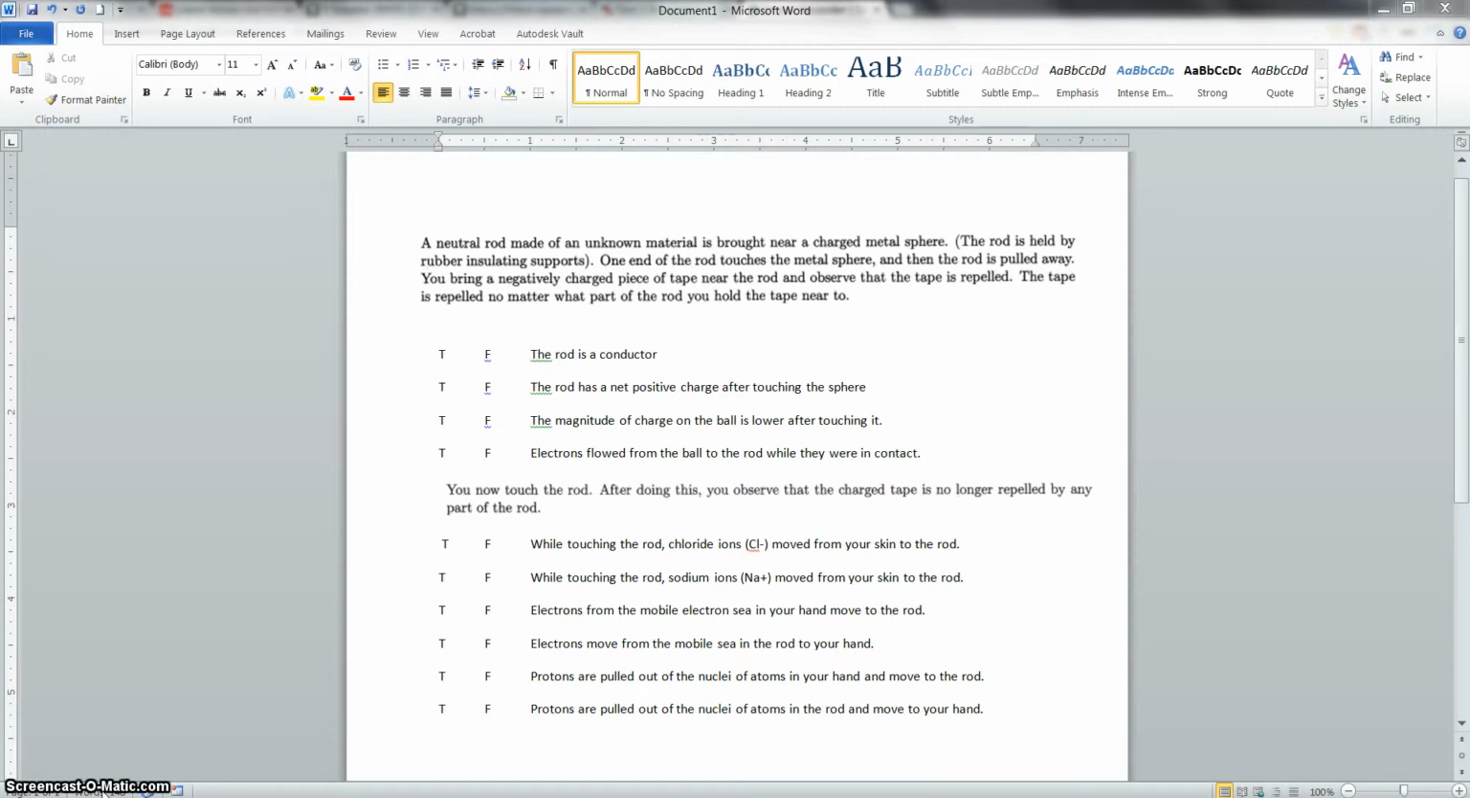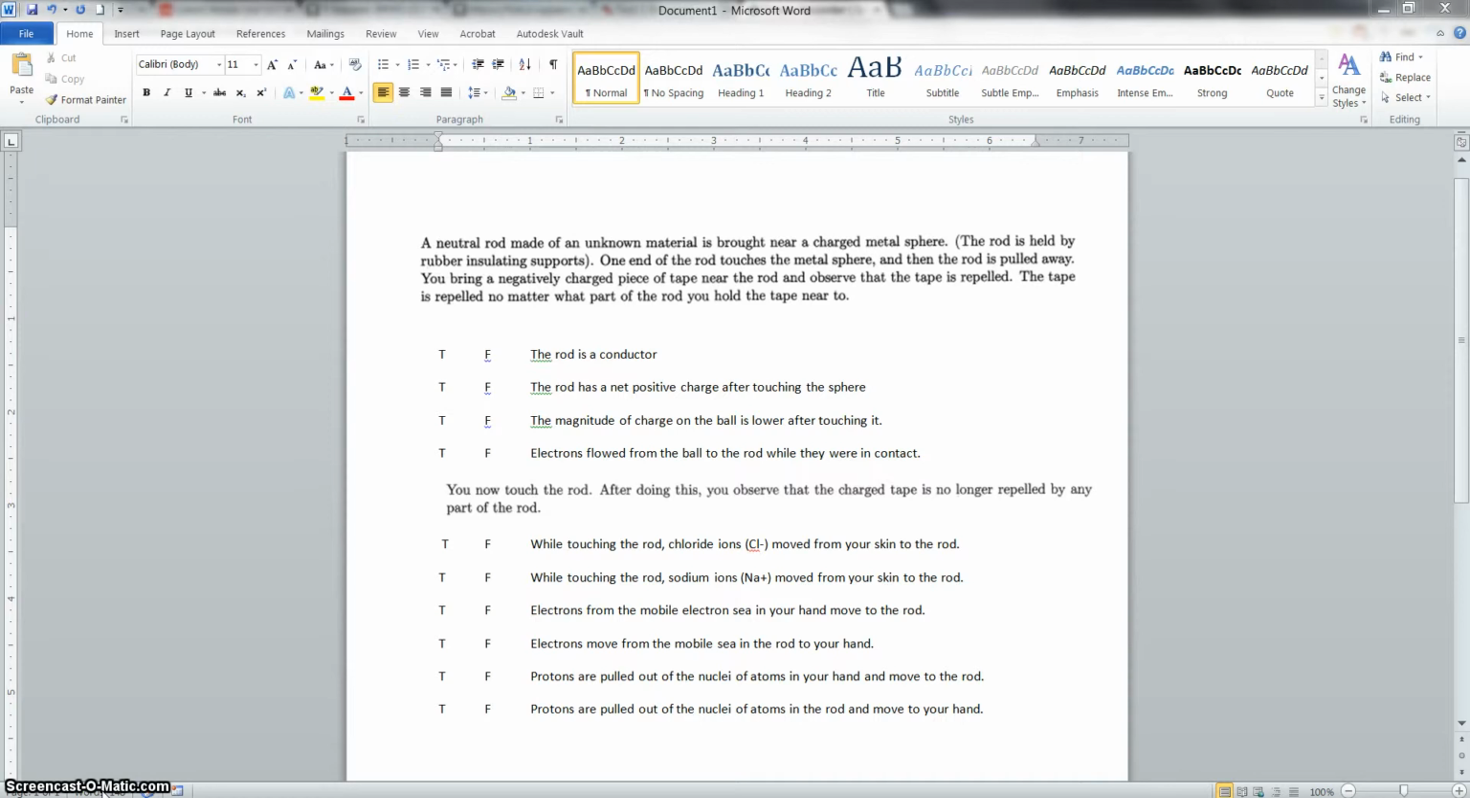So what we have here is a neutral rod of an unknown material brought near a metal charged sphere, and it actually touches the sphere, which means if it's a conductor, it allows the charges to flow into the rod. If not, it just means that you would have grounded the metal sphere. So you touch the metal sphere, you pull it away, and then you bring a negatively charged piece of tape near the rod and observe that the tape is repelled.